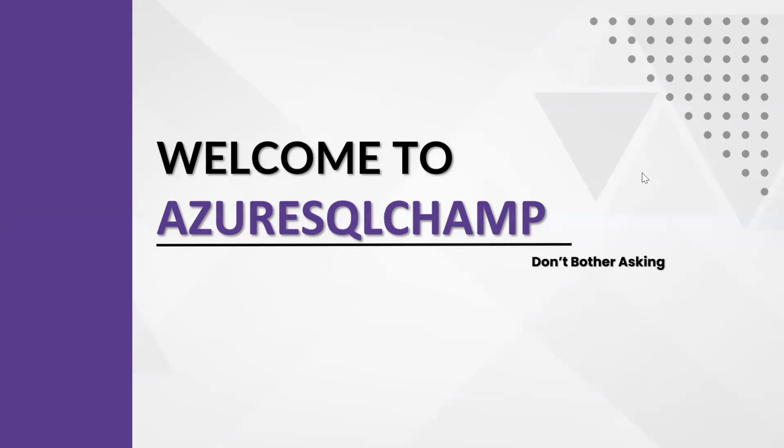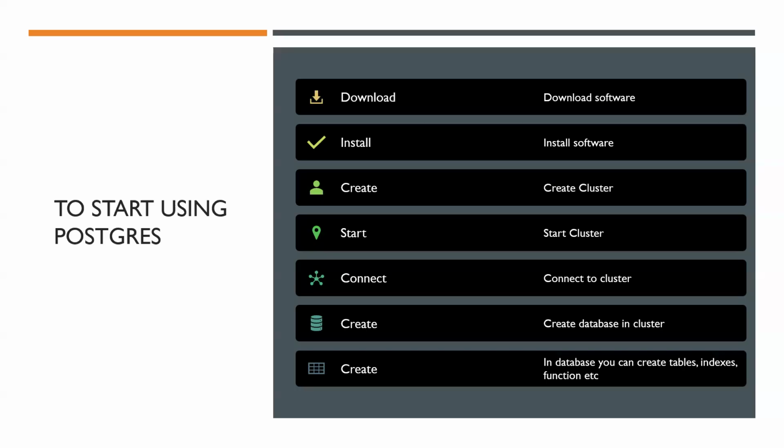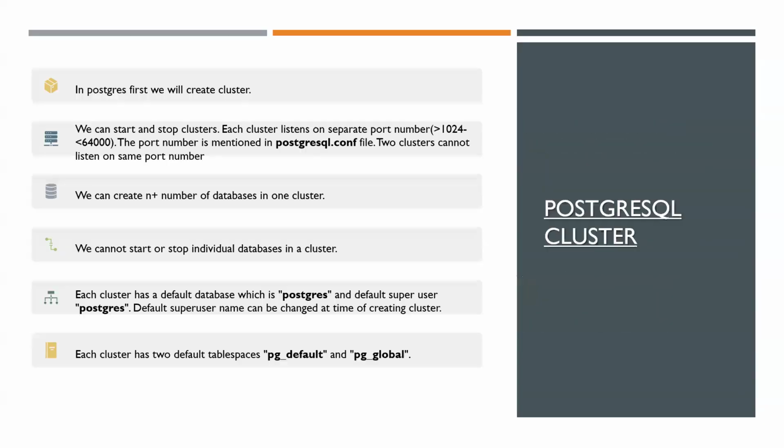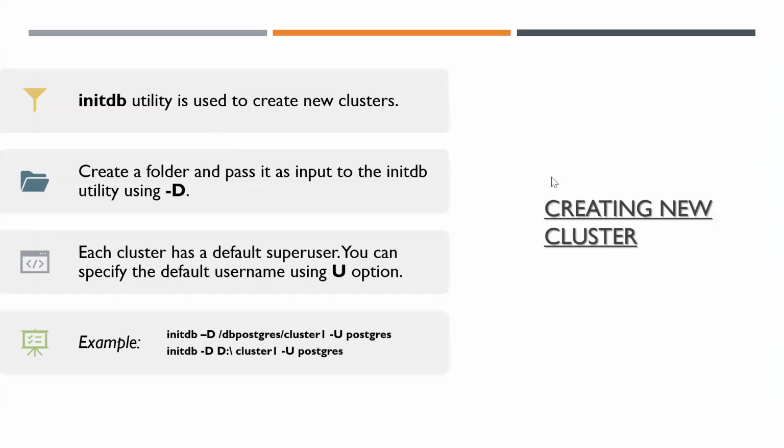Yesterday we discussed how to download, how to install, how to create the cluster, how to start the cluster, how to connect to the cluster, and I showed you how to create a database. I will discuss a little bit more in the upcoming classes. So we downloaded and installed the software, created our own cluster, and started the cluster using pg_ctl. We created the cluster using initdb.